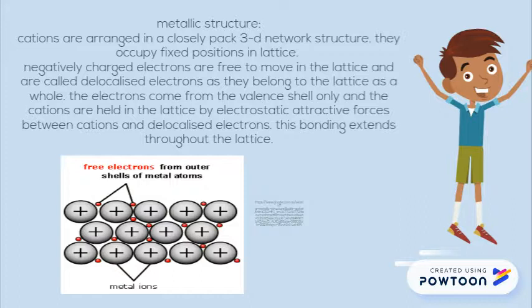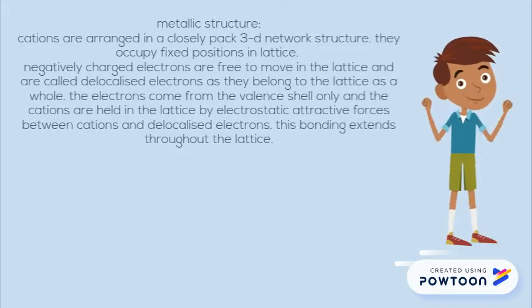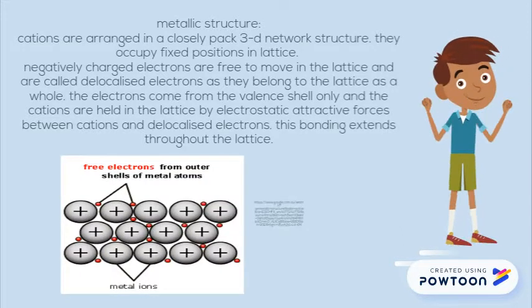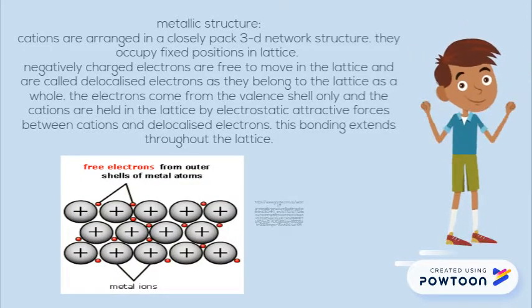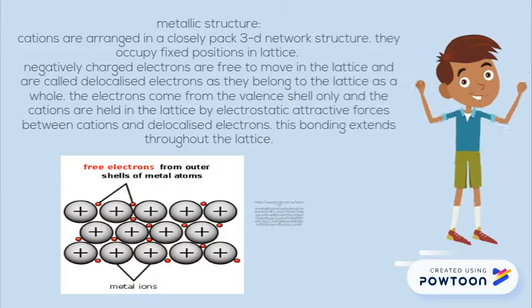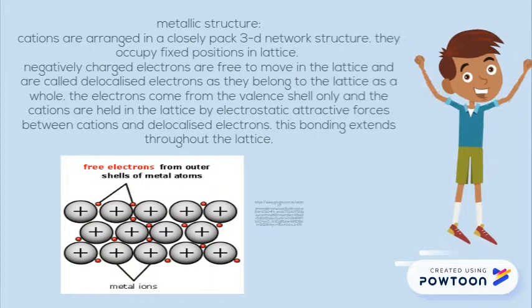Metallic structure. Cations are arranged in a closely packed 3D network structure. They occupy a fixed position in the lattice. Negatively charged electrons are free. The electrons come from the valence shell only, and the cations are held in the lattice by electrostatic attractive forces between cations and delocalized electrons. This bonding extends throughout the lattice.